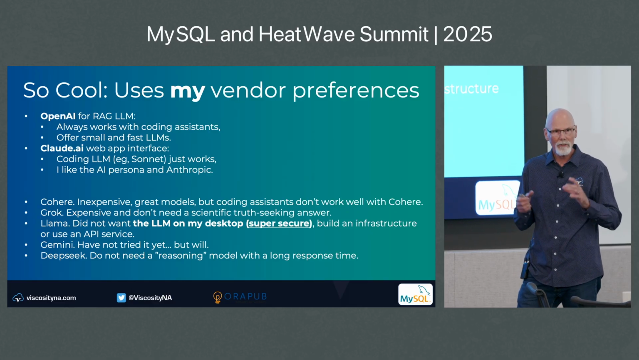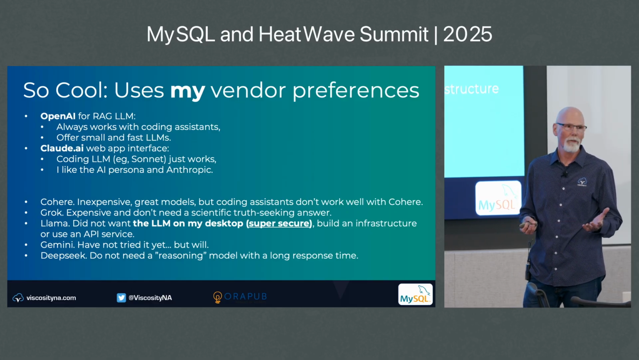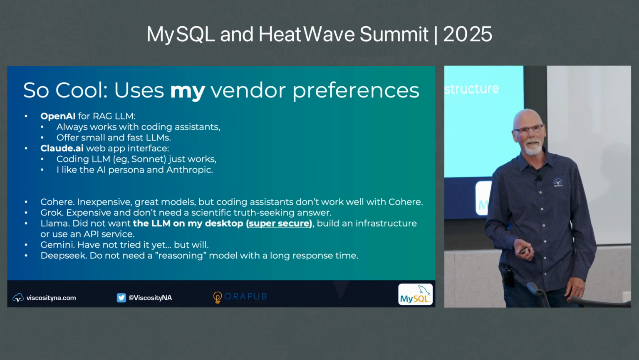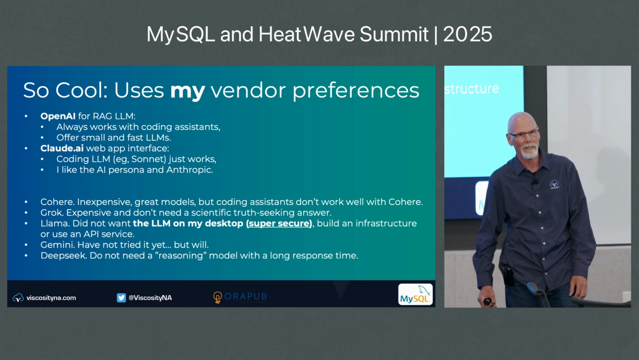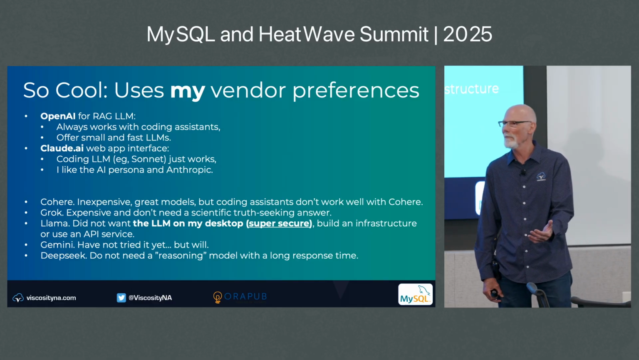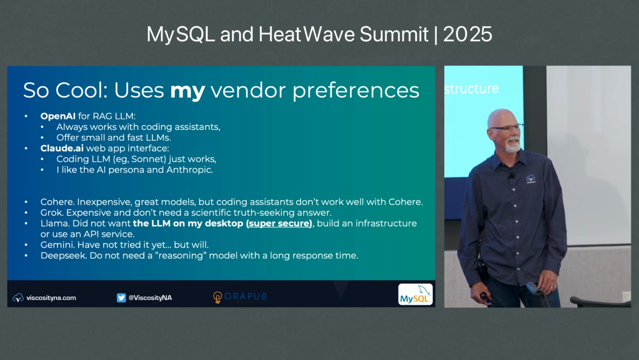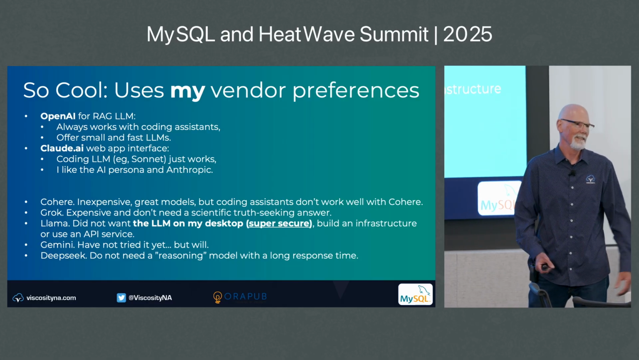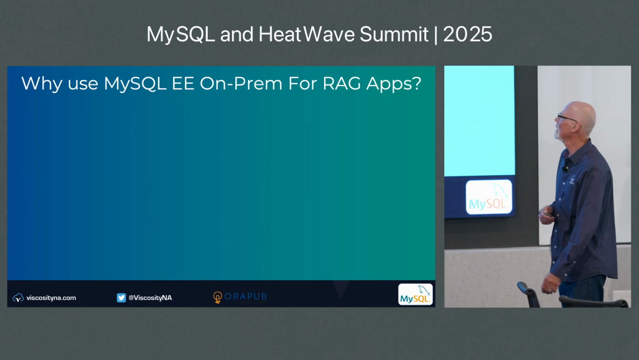So that's your super secure option right there. Gemini, those are the Google models. I haven't tried those yet. People I have talked to about it, they love it, so I just can't speak to that. DeepSeek, I don't need a reasoning model, and I don't want to wait 45 seconds to get an answer. I want it fast. So that's what's led me to OpenAI and using Claude for this project right here.